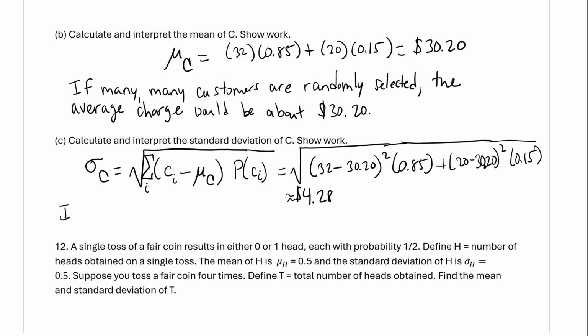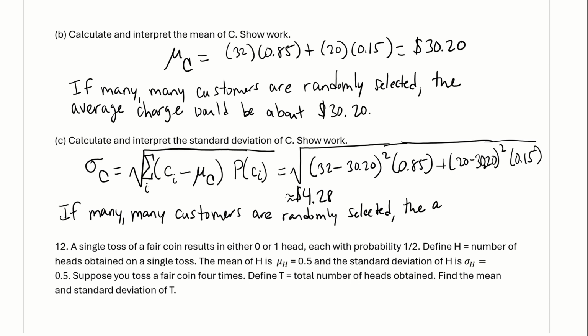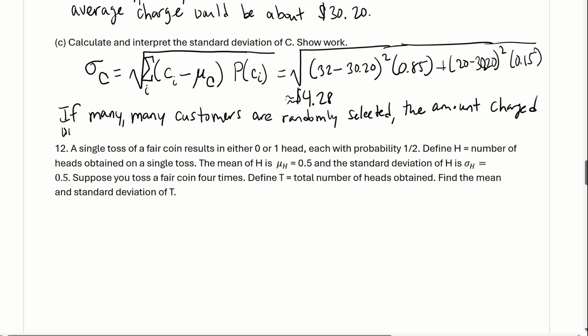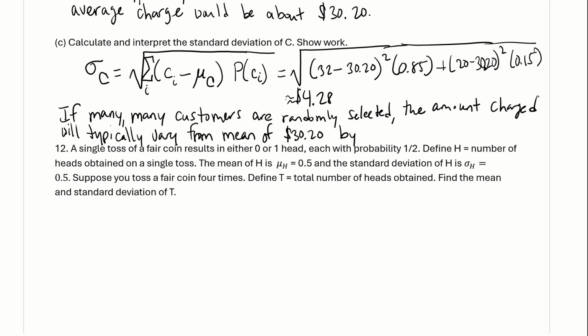All right, so let's interpret. If many customers are randomly selected, the amount charged will, on average or typically, vary from the mean of $30.20 by about $4.28. Okay, so there you go.